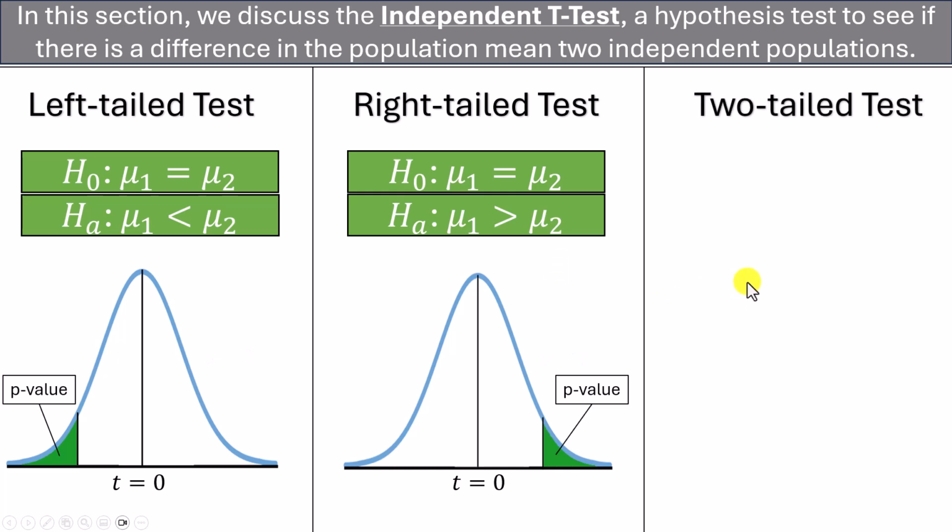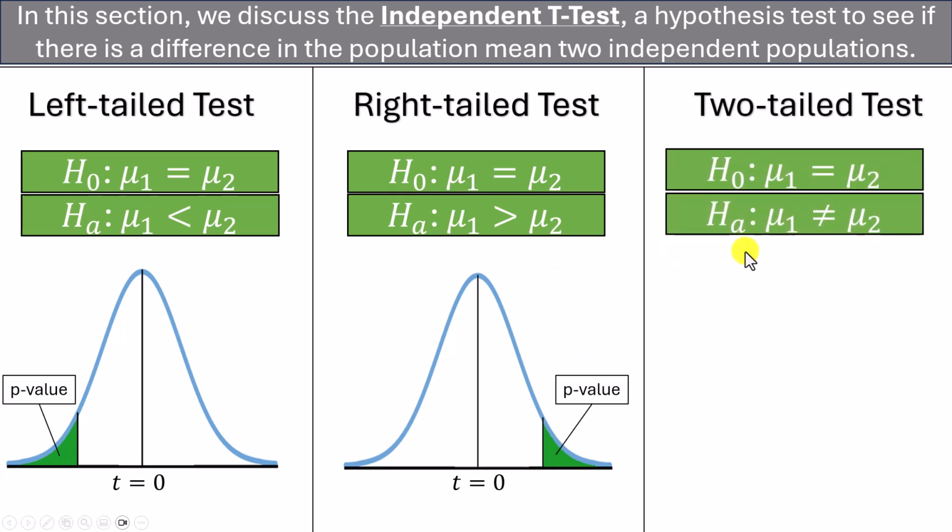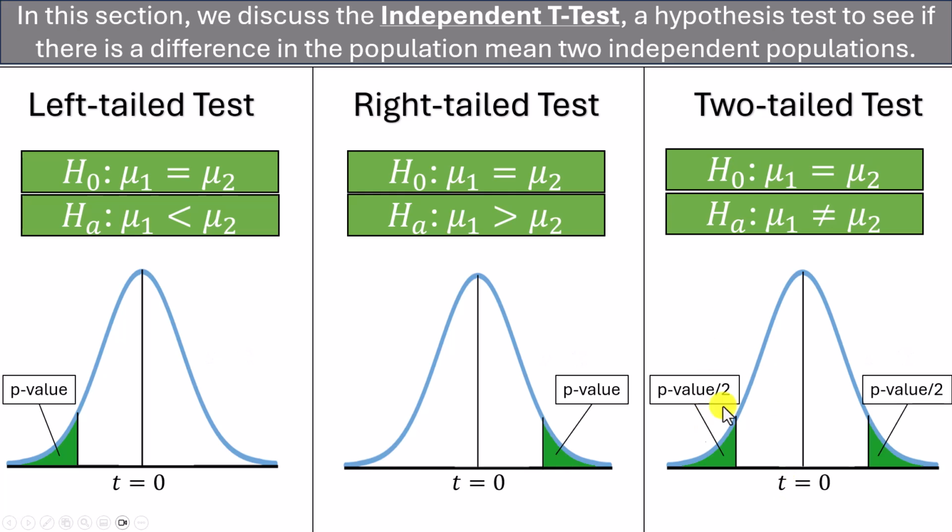Finally, we have the two-tailed test, which will have the same null hypothesis, but the alternative will be that the first mean is not equal to the second mean. In this case, the p-value is the combined area in both tails of the distribution. You should use this hypothesis test setup when you believe that there's a difference between the two means, but you're not sure which one is larger.